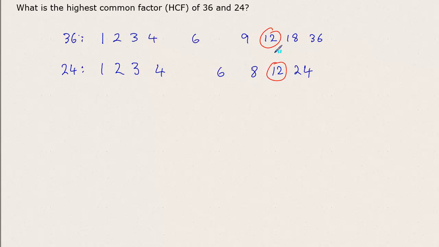12 and 12, here and here, are the highest numbers that are in both lists. And therefore, the highest common factor, so it's a common factor, it's in both lists, and it's the highest number in both lists. The highest common factor is 12.